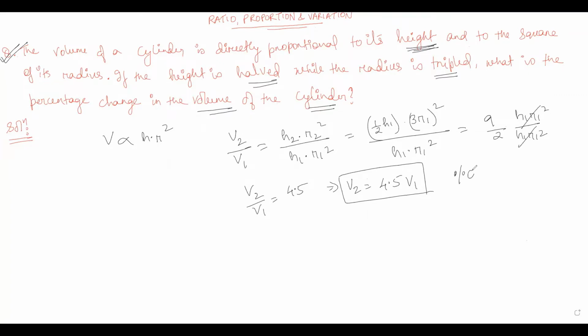So the percentage change would be simply V2 minus V1 upon V1 times 100. So if I use the value of V2, which is 4.5 V1, minus V1 upon V1 times 100, and solve this out, this would be 3.5 into 100. So that is 350%. So that means when the height is halved and the radius is tripled, the volume would increase by 350%.